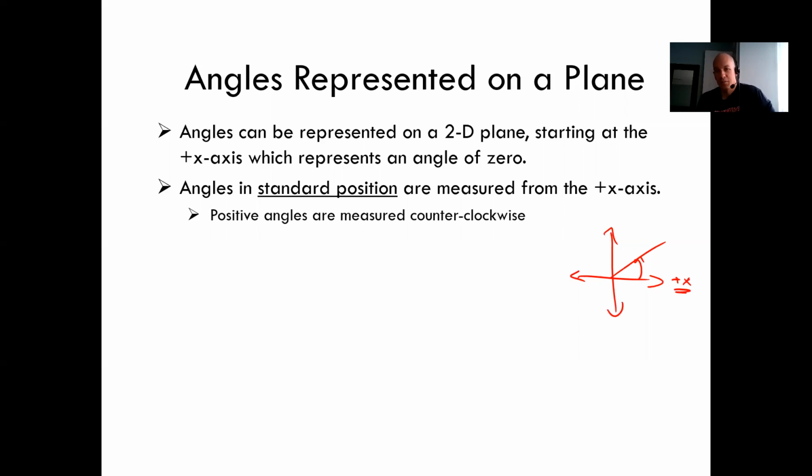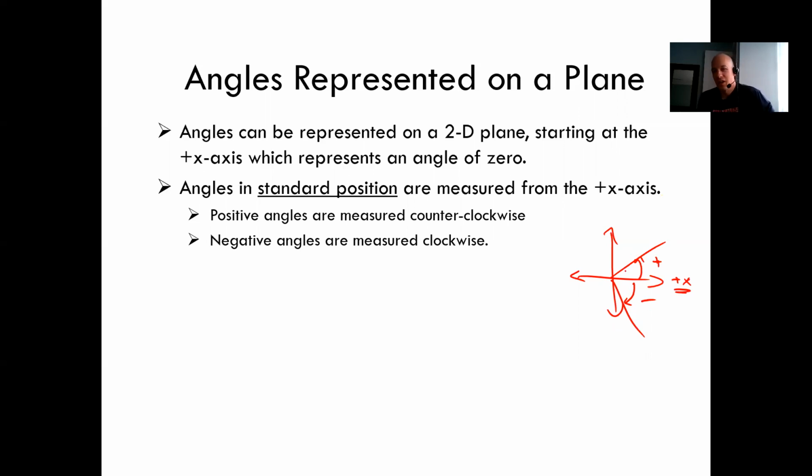Positive angles get to be measured counterclockwise. So what I just sketched here, that is a positive angle. A negative angle will be measured clockwise. So this little arm here can spin in the clockwise direction. So that would be a negative angle.